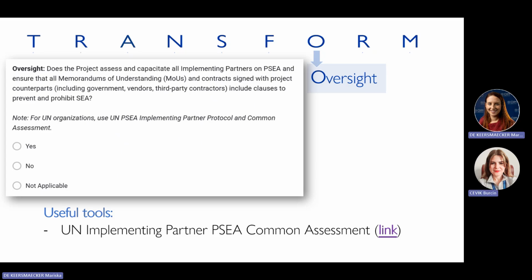Oversight. Oversight is related to capacity building with implementing partners and partners with whom we have a contractual agreement. We have the responsibility to ensure that our partners also understand and follow the same standards for safeguarding. One example that is currently in use among UN agencies and their partners is the UNIP PSEA Common Assessment.